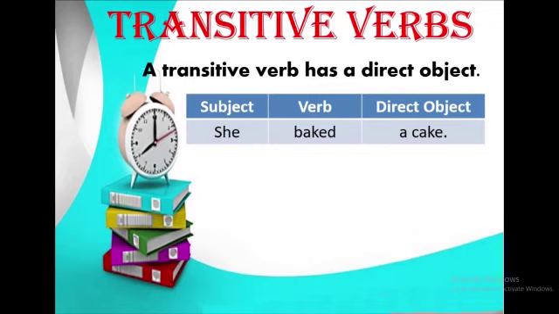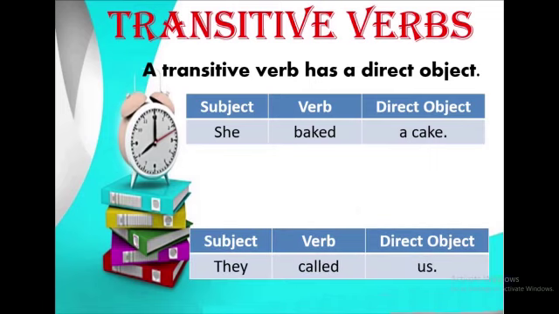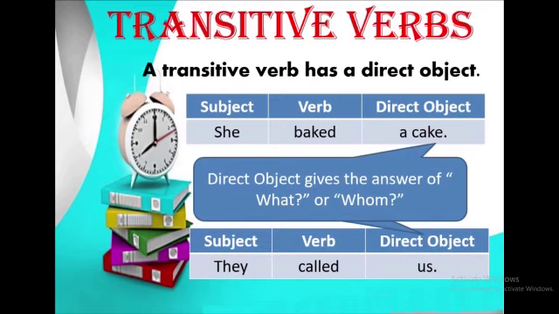For example, she baked a cake. So baked is the verb. After that, there is a direct object, that is a cake. There is another example. They called us. So called is verb and us is the direct object.